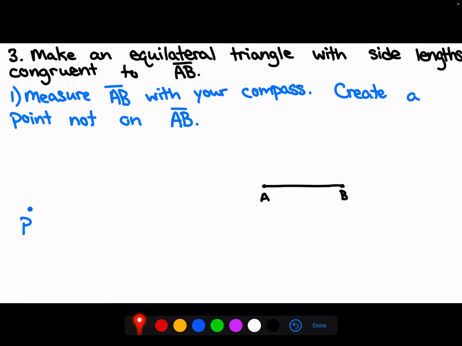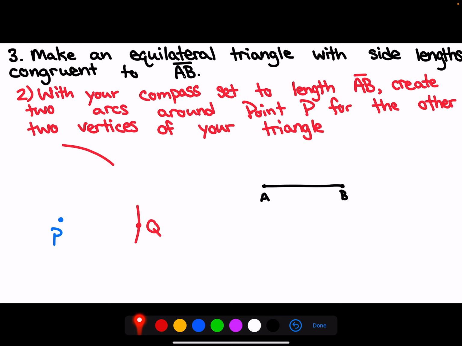From here, using point P, I'm going to go ahead and create two arcs. I'm going to create one above and kind of to the side. So it's going to have two different arcs here. I'm going to label one of those arcs as point Q. So I'm going to put point Q on one of the arcs. Doesn't matter where on the arc you place it, just make sure it's on the arc itself.